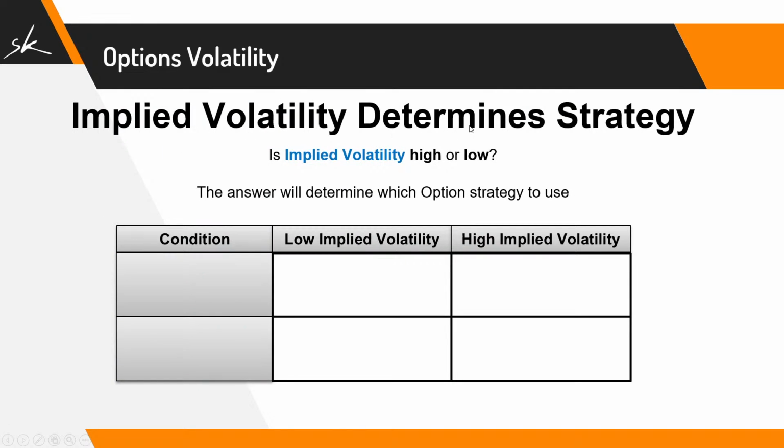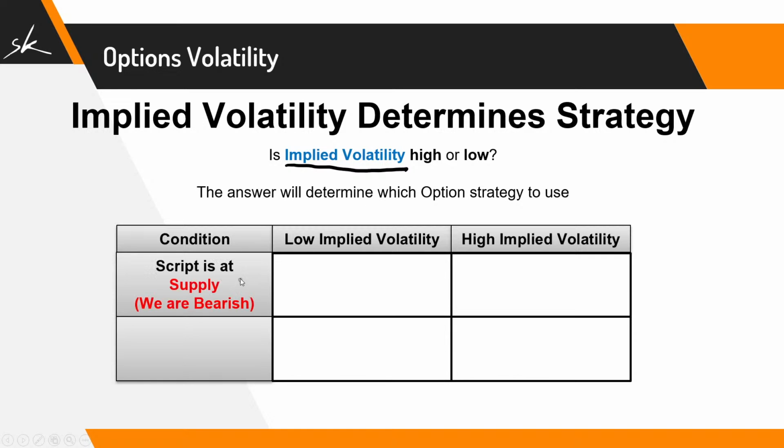Now, implied volatility determines the strategy. Is implied volatility high or low? The answer will determine which option strategy to use. So, that is what I was telling you, that we will be deciding when to buy options or when to sell options based on the implied volatility.